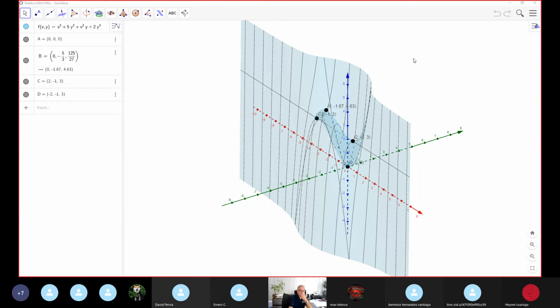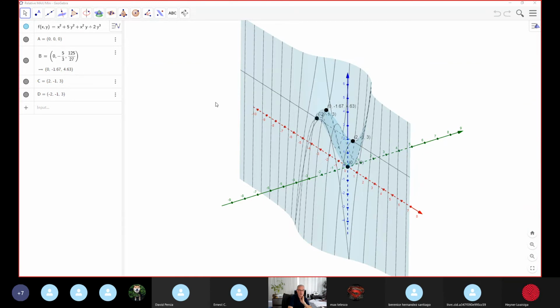Okay, yes. Okay, let's focus, guys. I copy in the first line the original function. I copy in the rest of the lines. Look at that, we have the answer here. You copy the points A, B, C, and D. Remember the first point was (0, 0), and the answer is 0, so the C value. And (0, -5/3) gives 125 divided by 27. And the saddle points are (2, -1) and (-2, -1), and the answer is 3.